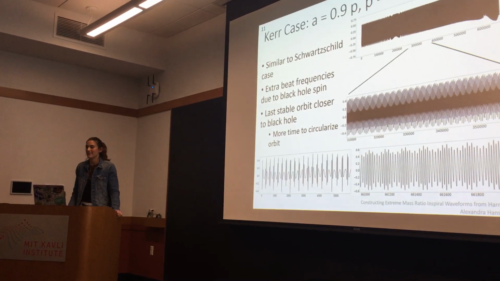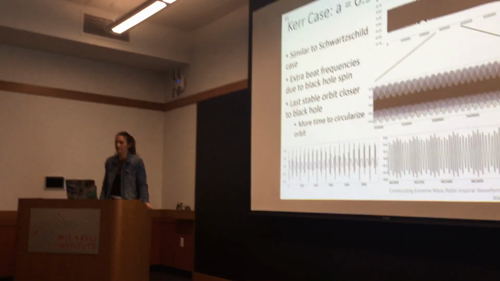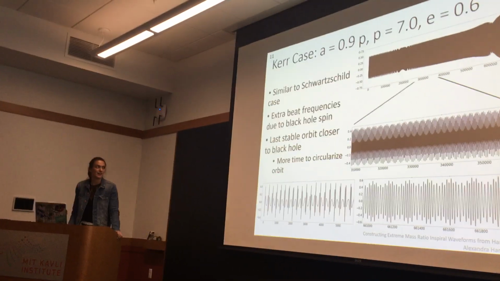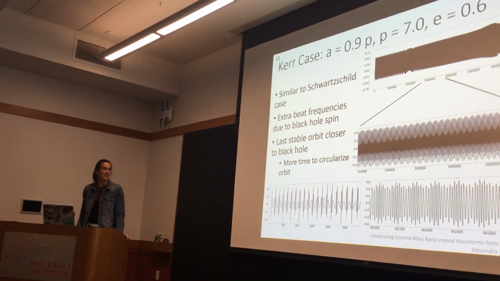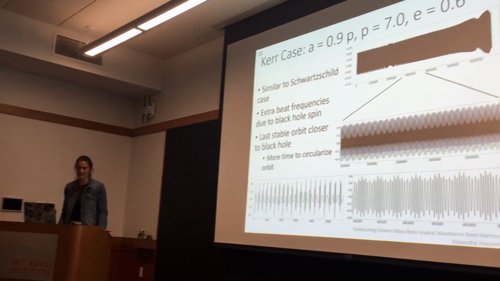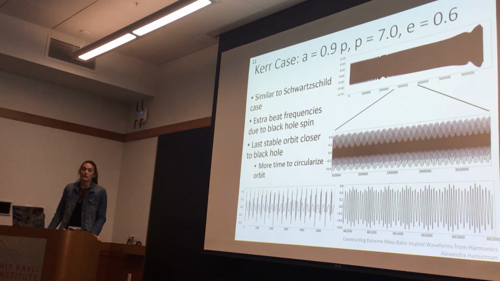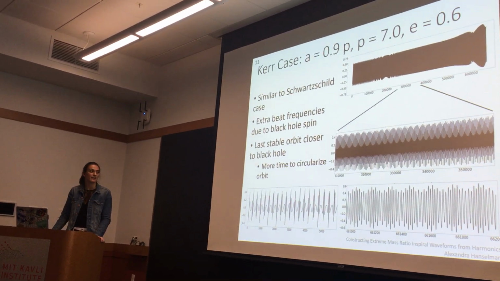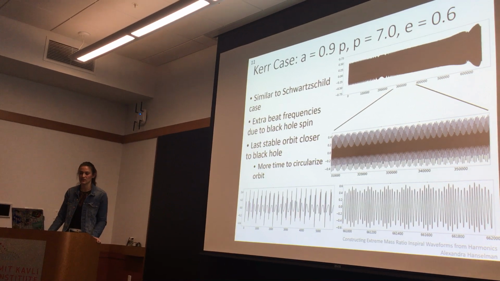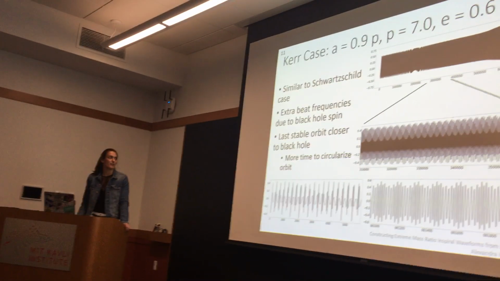And this is due to the fact that in Kerr black holes, the last stable orbit is closer to the black hole than in Schwarzschild cases. And so that gives more time for the orbit to circularize. But we do see a new feature in the Kerr gravitational waves that we don't see in the Schwarzschild. And that is in this middle graph, you see that there are beat frequencies. And that is due to the black hole having spin.